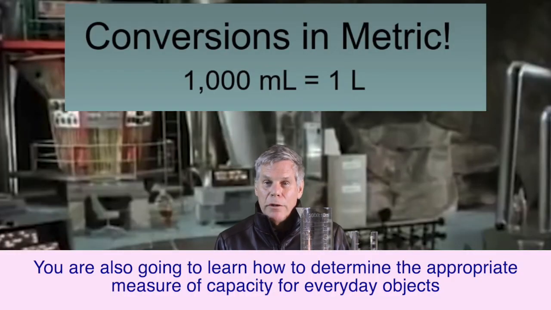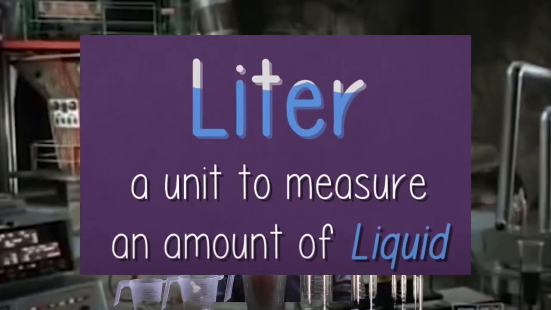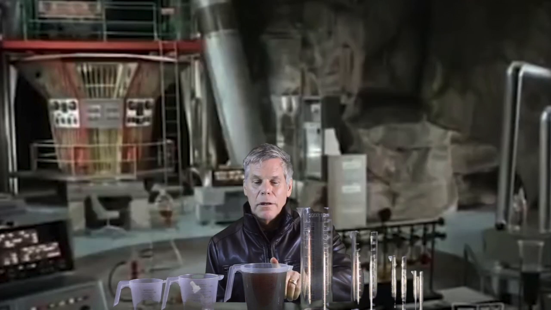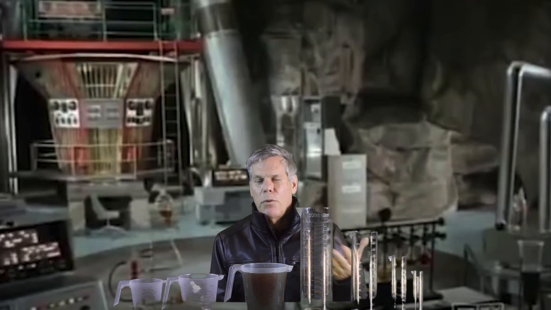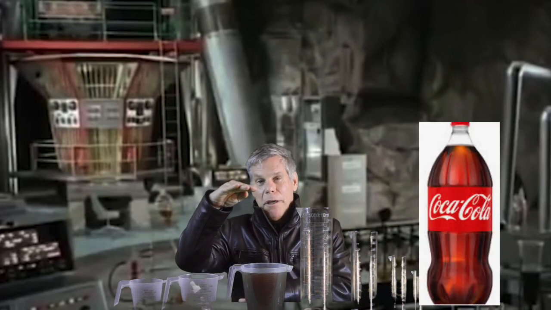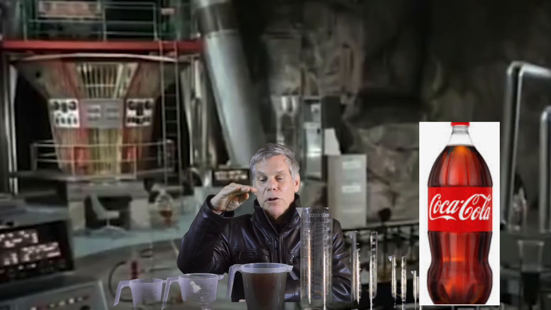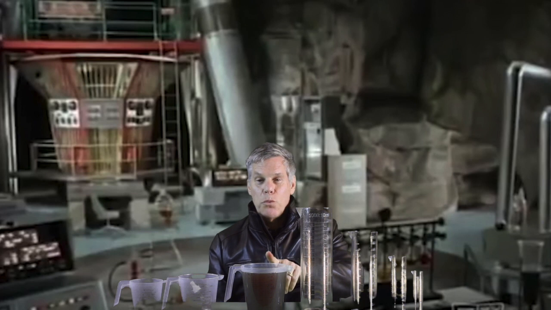Today what we're going to learn about is a system in the metric system that we use to measure liquids. Now the basic unit that they use is called a liter. Now this measuring cup right here holds 1 liter of soda, of Coca-Cola. Now usually when you go to the store and you buy the big plastic bottles of Coke, those are 2-liter bottles. Okay? So this is 1 liter.